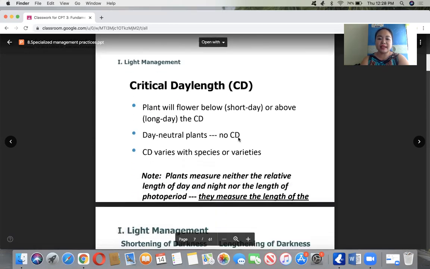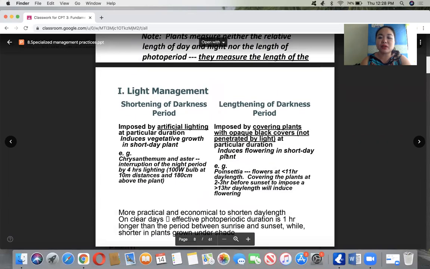So critical day length is where a plant will flower below it if short day, or above it if long day, for instance, the 12 hours or the 14 hours. And day neutral plants have no critical day length. So most of our crops, anyway, are day neutral. No? So critical day length varies among species and varieties. As I have said, there are some varieties of chrysanthemum which are short day, and there are also long day. Baby's breath flower is an example of the long day plants.